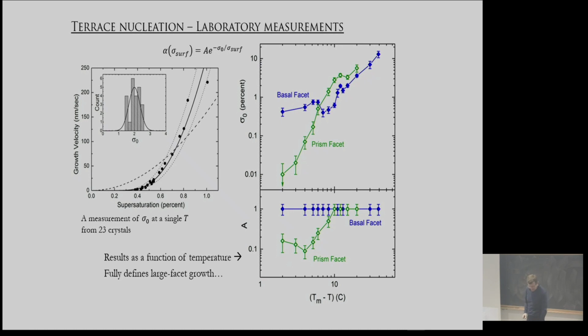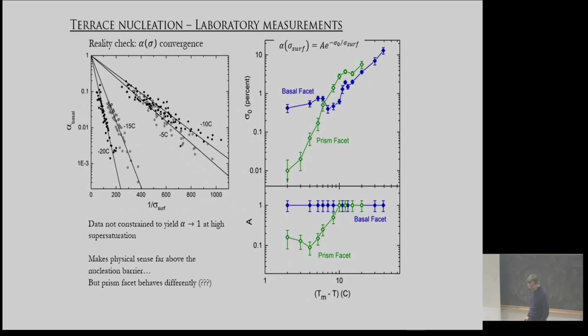Well, let me keep going. Okay, so first I've got these data, and I'm trying to convince you that it's right, and I'll show you a couple of what we experimentalists call a reality check. Things that are supposed to look right, and if they don't look right, you're puzzled. And here's one: it's just the convergence of alpha of sigma.